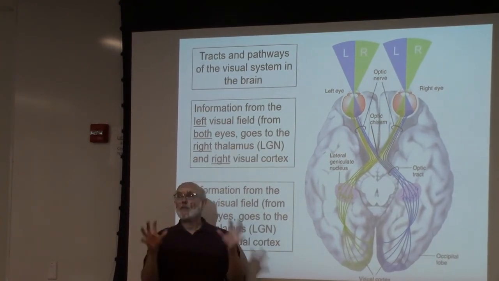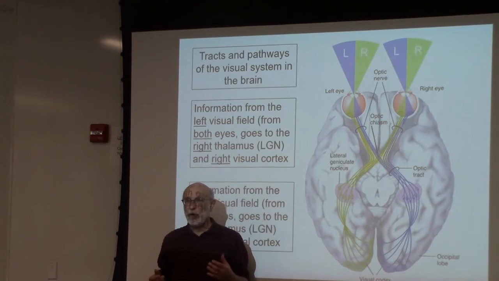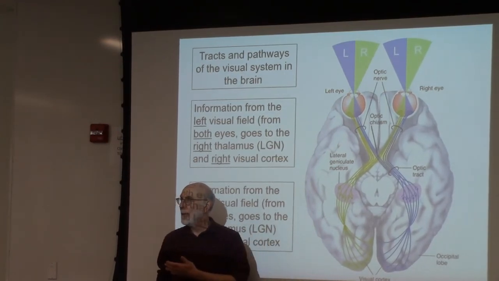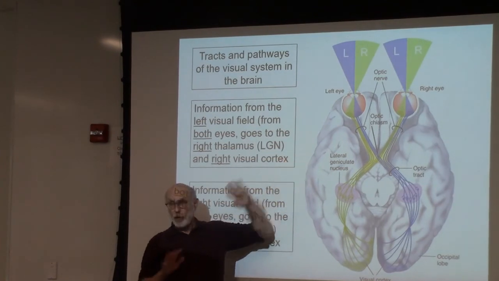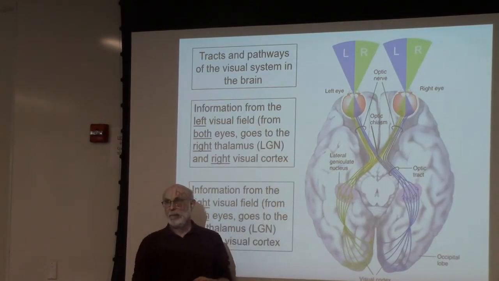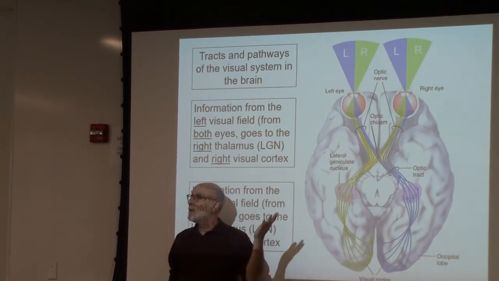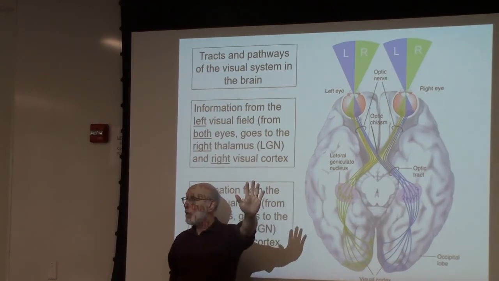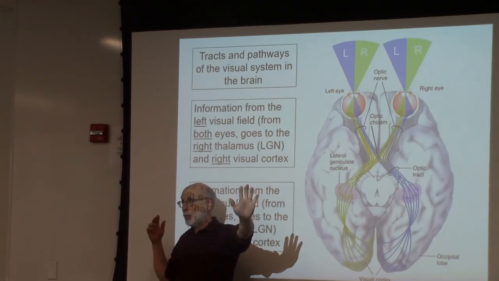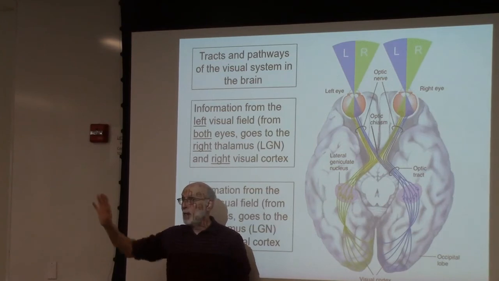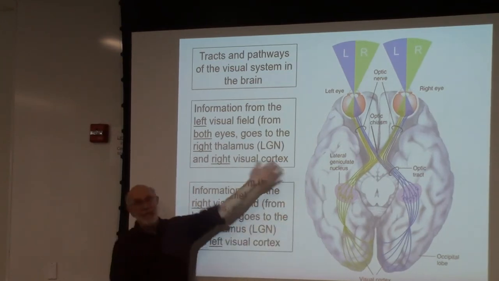So the thing that is wrong, that you may have heard, is that your right eye is mapped to your left brain, and that's wrong. So forget that. That's what you need to forget. What you need to remember is that the left visual field of both eyes is mapped to the right brain, and the right visual field of both eyes is mapped to the left brain, and this is how it's done.